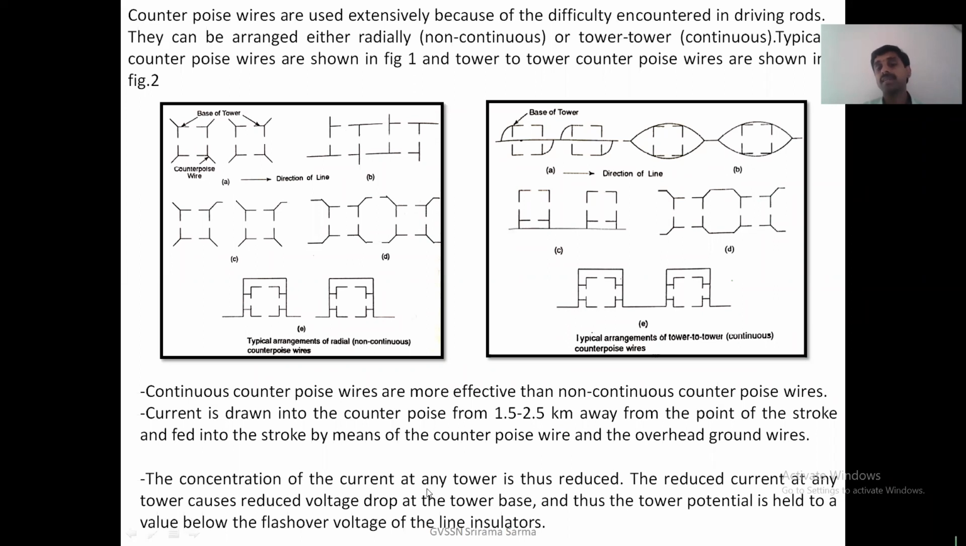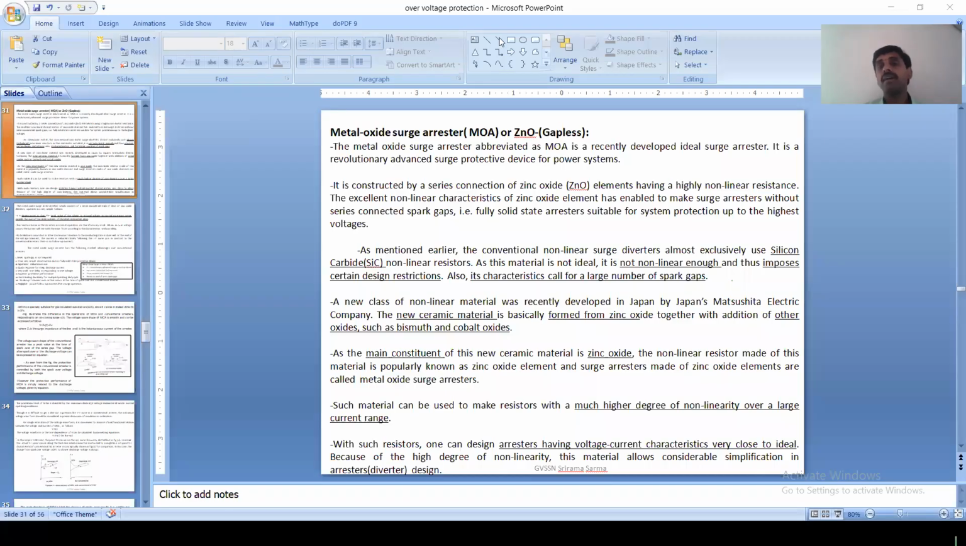The concentration of current at any tower is thus reduced because of this traveling. The reduced current at any tower causes a reduced voltage drop, and thus the tower potential is held well below the flashover voltage of the line insulators. So these are the measures to reduce the tower footing resistance. That is very important in overvoltage protection. So that is the end of this discussion.